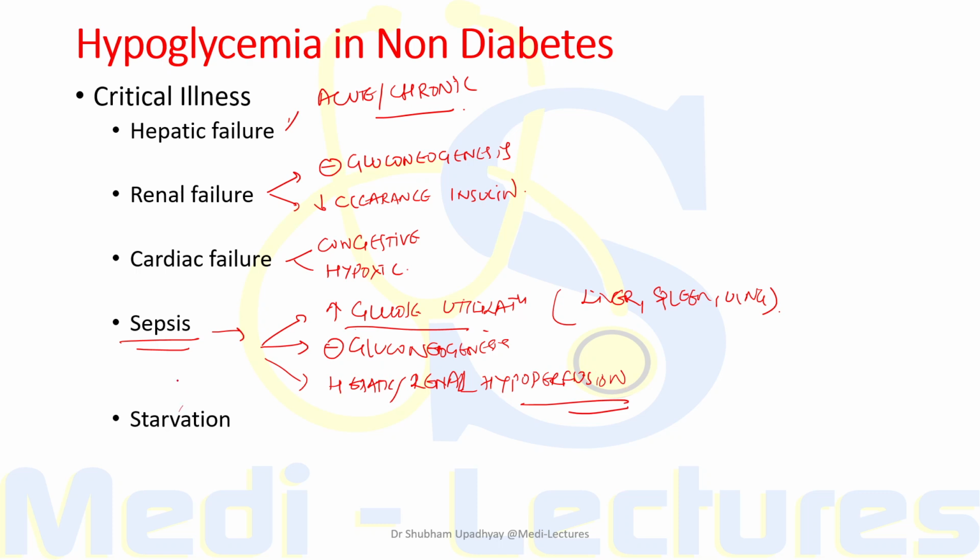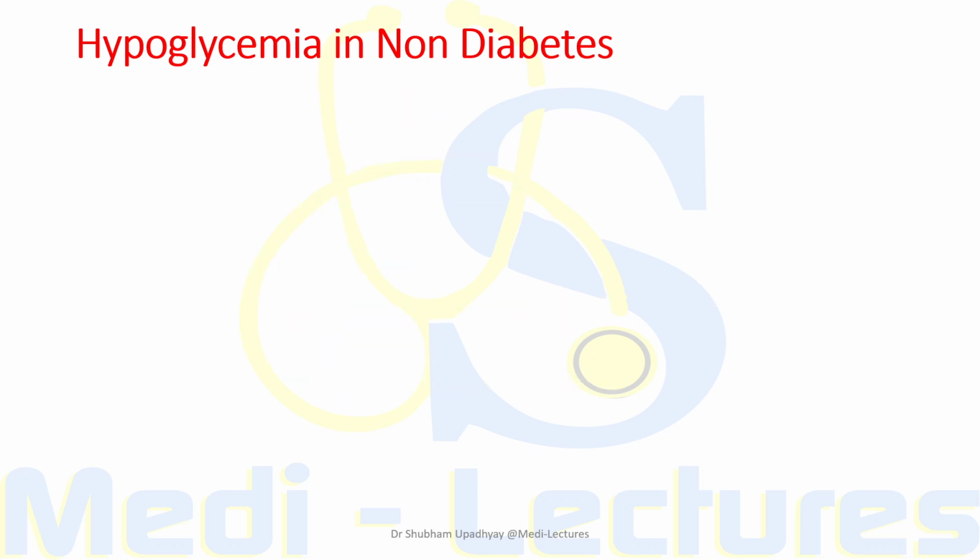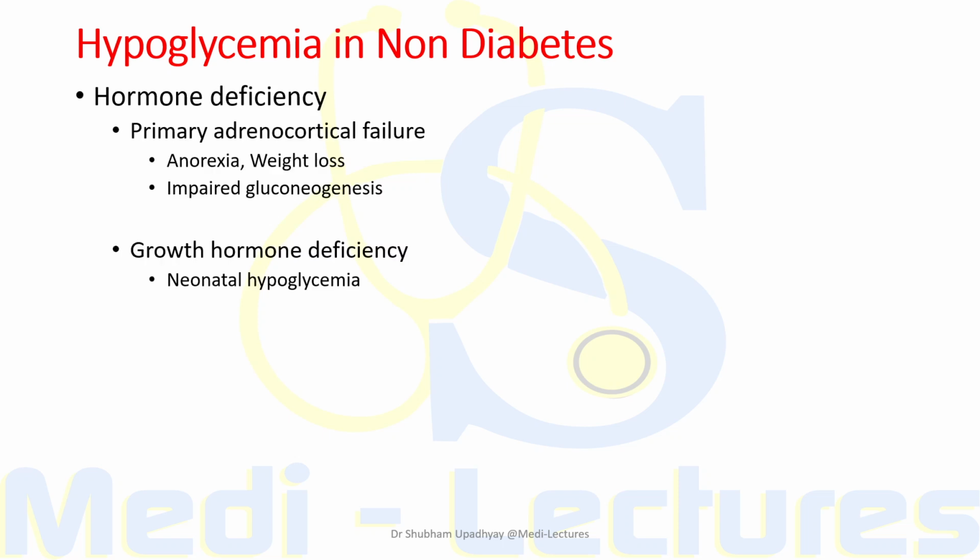Obviously, hypoglycemia can also be seen with long-term starvation. In critical patients, after we have ruled out drugs and critical illnesses, then we have to think about hormone deficiency. Although neither cortisol nor growth hormone is critical to the prevention of hypoglycemia, at least in adults, still hypoglycemia can occur with prolonged fasting in patients with primary adrenocortical failure or growth hormone deficiency.